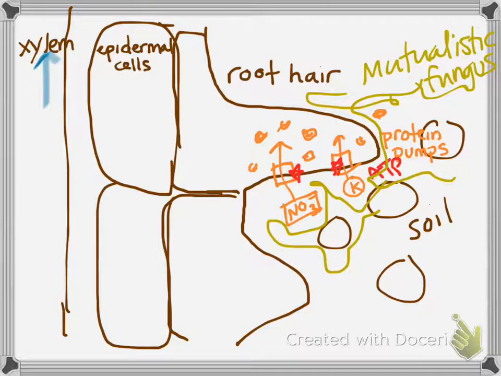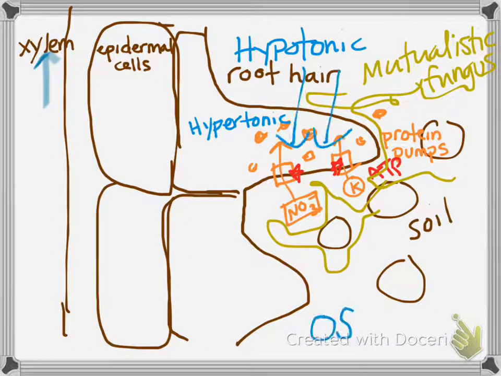So it's in high enough concentrations that they're able to pull those things out of the soil. Okay, so once it's out of the soil, when those minerals go into the root, that creates a hypertonic environment inside the root. And that means that the outside of the root is hypotonic, and we know that water will move from the hypotonic to the hypertonic, or from high water potential to low water potential, and that's osmosis.